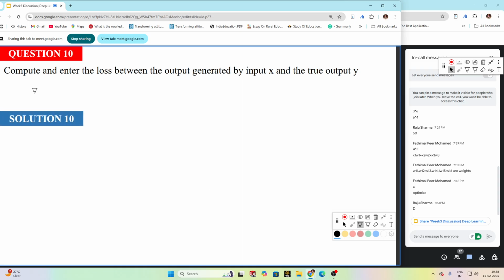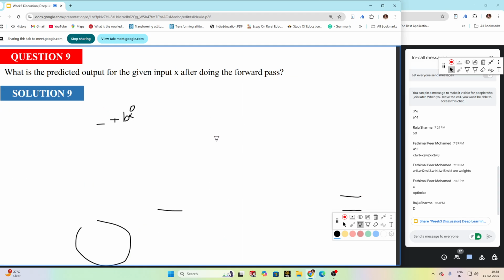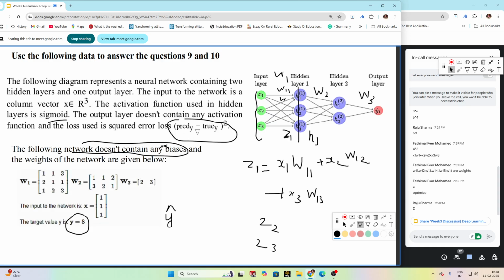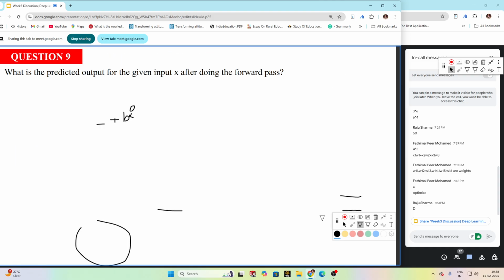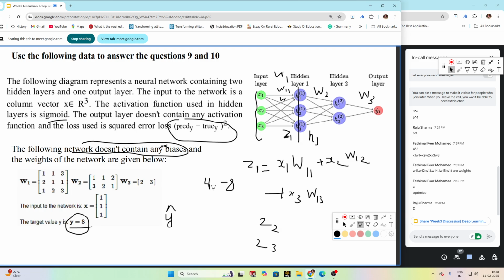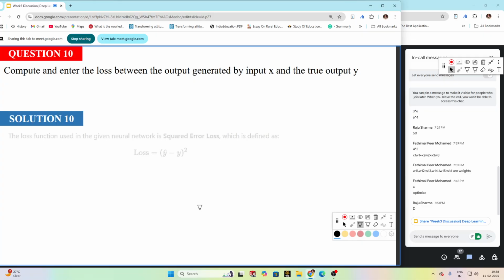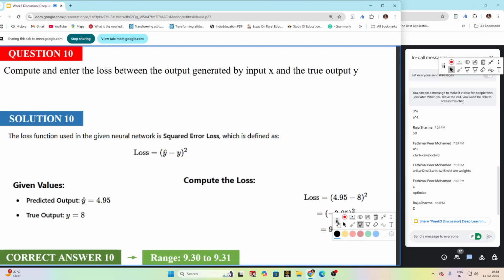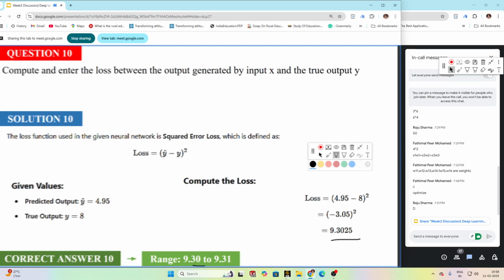Okay. Now next thing, compute and enter the loss between the output generated by input x and the true output y. So what is our loss function? The loss function is given by this: predicted y minus true y whole square. So we have the true y, that is y equals 8, and from the previous question we know the predicted y, that is 4.95. So 4.95 minus 8 whole square will be equal to your loss. So 4.95 minus 8 square will be equal to 9.3025. So your answer will be in the range 9.30 to 9.31.